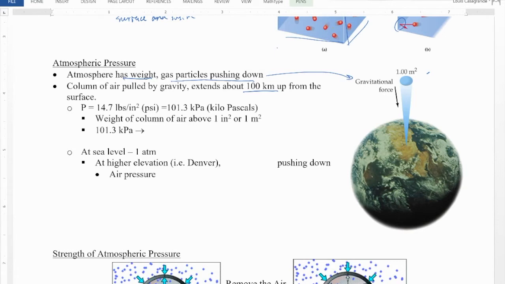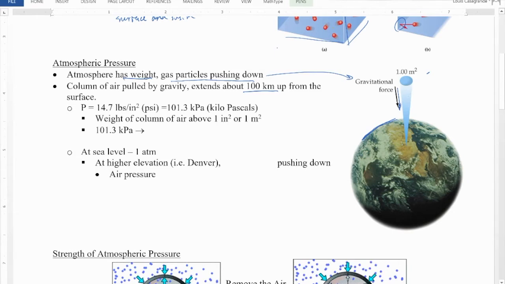Kind of an interesting thing to think about, and this diagram shows that the atmosphere is very, very thin. If you think about the thickness of an eggshell, the atmosphere is thinner than that if you blew an egg up to the size of the earth. So what happens is this column of air is pulled down by gravity, and it's exerting a force above us.